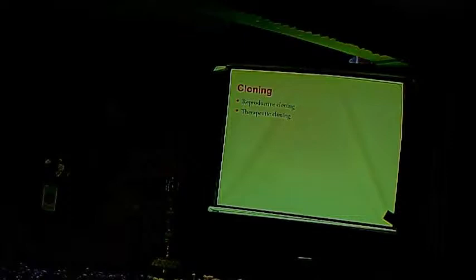There's another terminology called cloning. You might have heard about the name Dolly, which was developed in 1995 by a scientist called Ian Wilmut at the Roslin Institute. The technique he used is somatic cell nuclear transfer. So look at the schema.